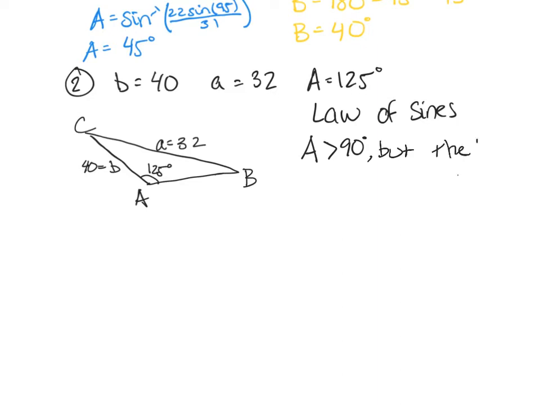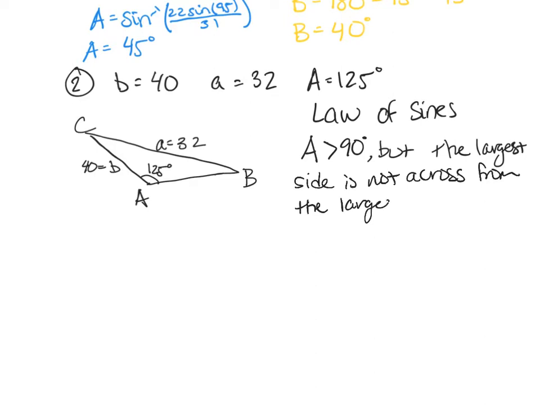So I notice that our angle A is greater than 90, but the largest side is not across from the largest angle. So since that's not happening, this can't possibly be a triangle. So this is an example of a no solution for when the angle is greater than 90.